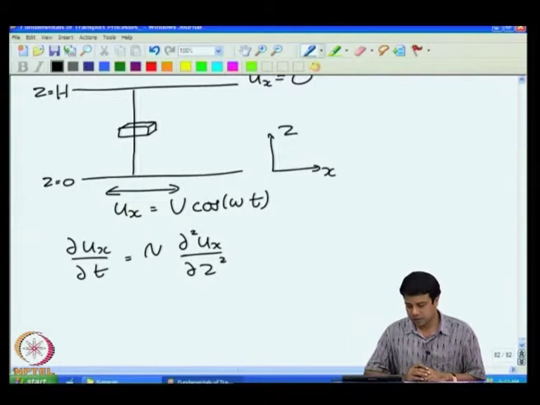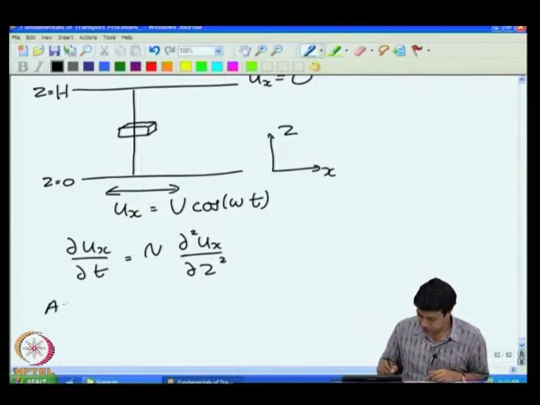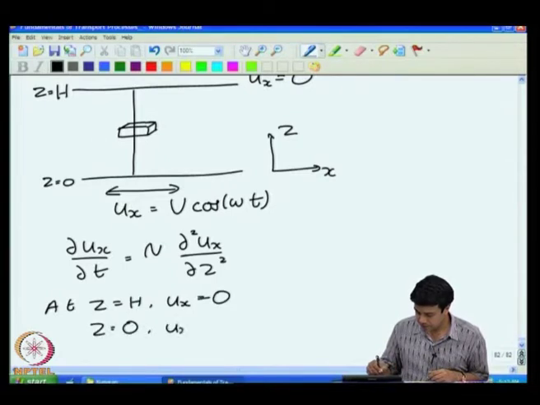What are the boundary conditions? Okay. At z is equal to h, the velocity ux is equal to 0, and at z is equal to 0, ux is equal to capital U times cos omega t.